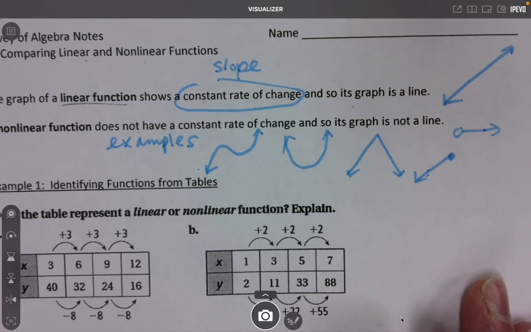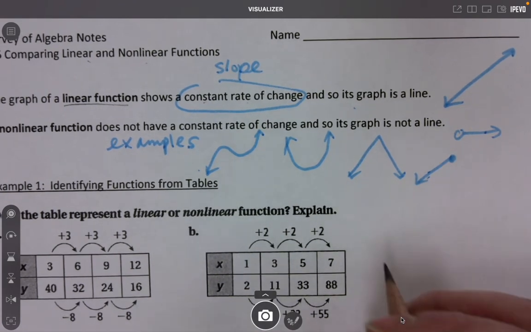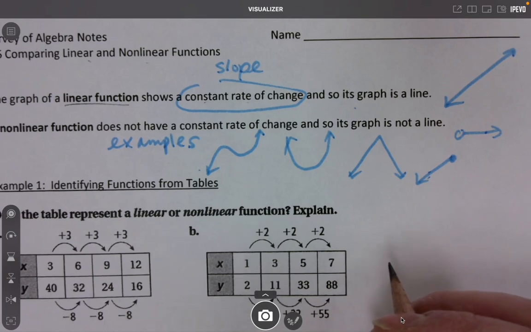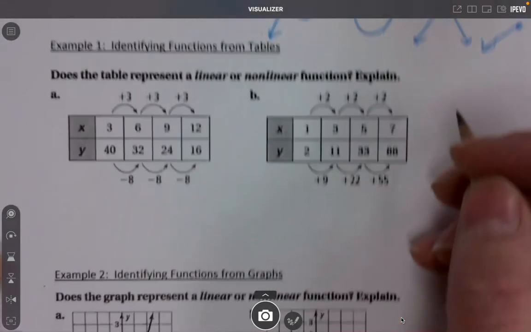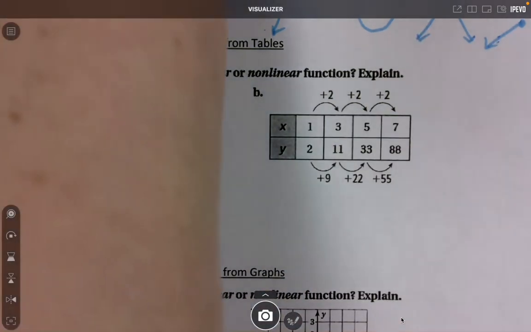So first we're going to look at tables. We'll look at a couple different representations, but first we'll look at tables and just see if we can tell if we are looking at a linear or nonlinear function. So remember, what we're really looking for is, do we have this constant rate of change? Do we have basically a slope here?